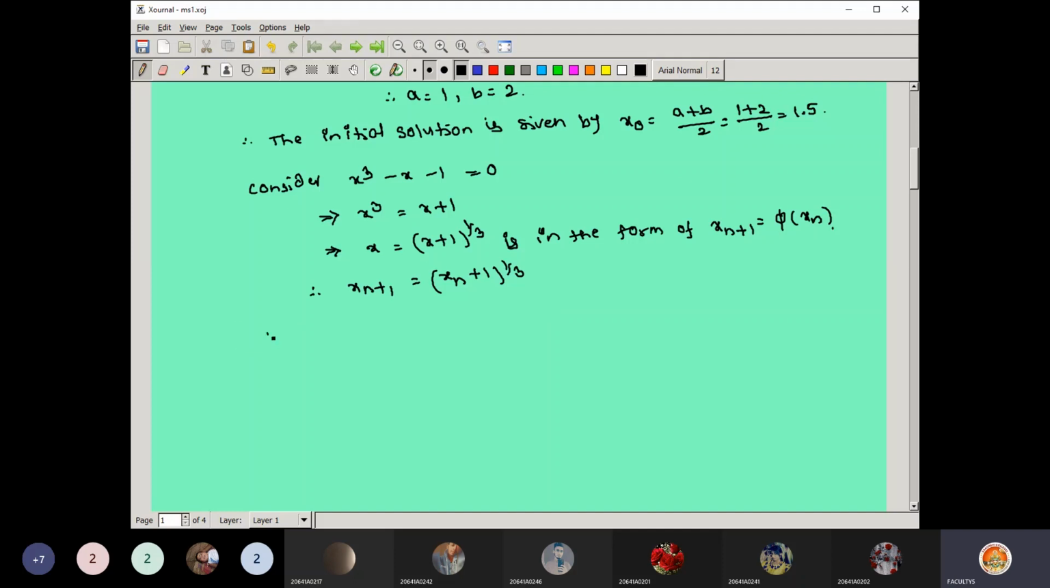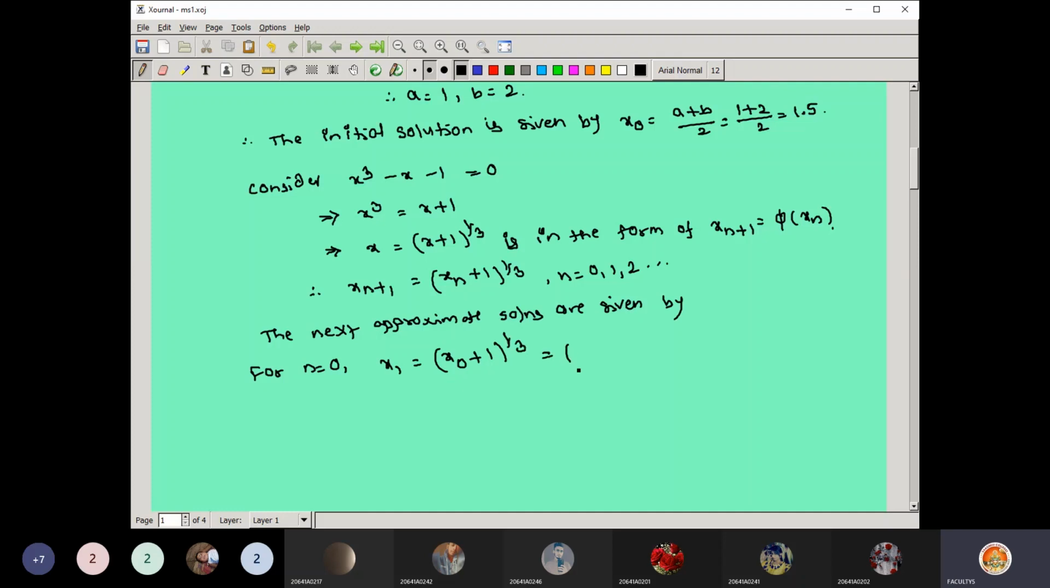Now the next approximate solutions are given by this. Here the n value starts from 0. Now substitute for n equal to 0, so that you are getting x1 equal to (x0 plus 1) whole power 1/3. So I am just substituting the x0 value that was calculated, (1.5 plus 1) whole power 1/3.